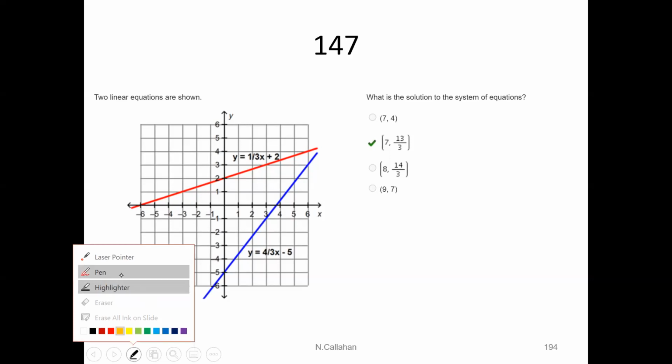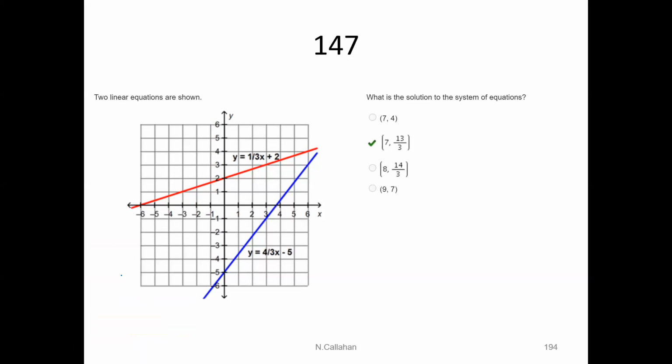147. What is the solution for this system? All you have to do is plug in the x and y value into these two equations. Let's try the first one. Your x is 7 and your y is 4. So when I plug into this equation, I'm going to have 4 is equal to 1/3 times 7 plus 2. Do they equal each other?